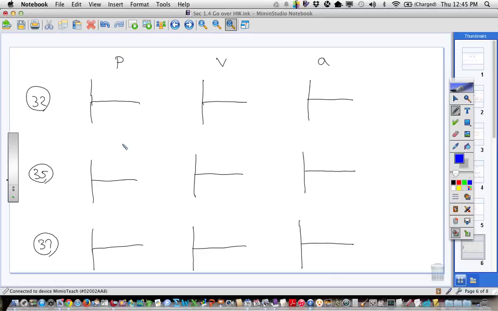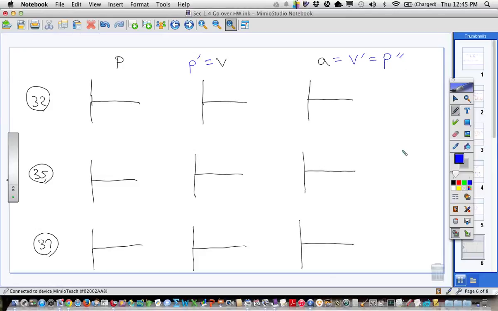So let's talk about these problems. Position, velocity, acceleration. Now, what's another name for velocity in this situation? P prime. Now, what's another name for acceleration? V prime, but also, no, P double prime, right?